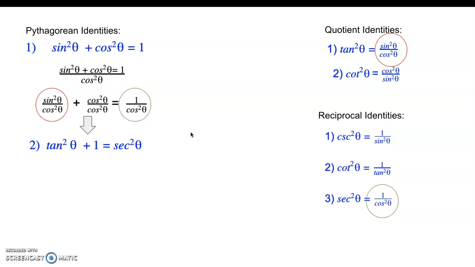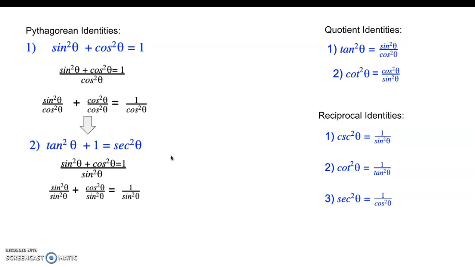Now to get our third Pythagorean identity, we'll do something similar, but instead of dividing this entire Pythagorean identity by cos squared theta, we'll be dividing it by sine squared theta. And so we get the following: sine squared theta divided by sine squared theta plus cos squared theta divided by sine squared theta equals 1 divided by sine squared theta. Sine squared theta divided by sine squared theta can be reduced to 1 because, once again, anything divided by itself can be simplified to 1.